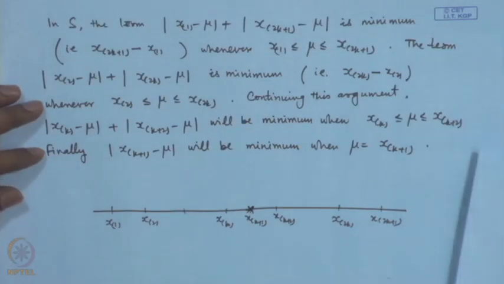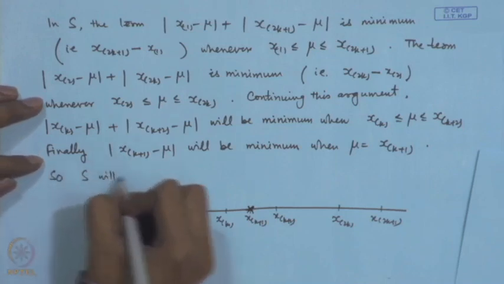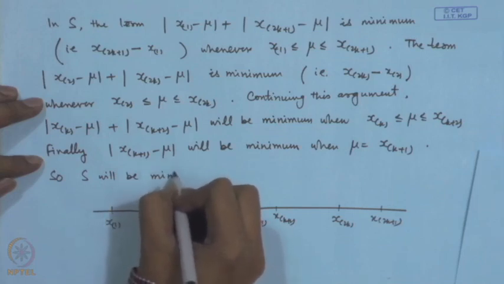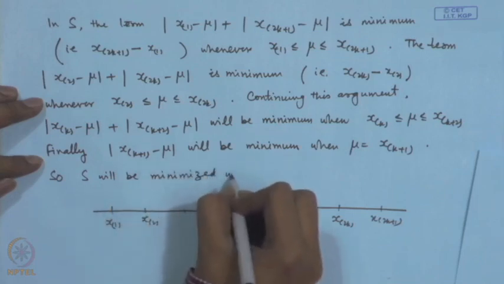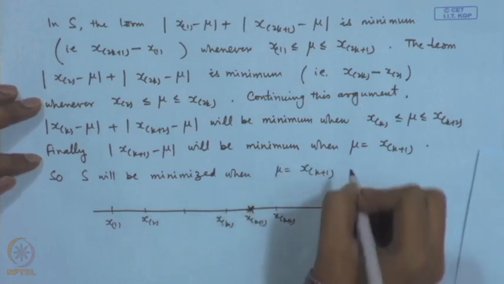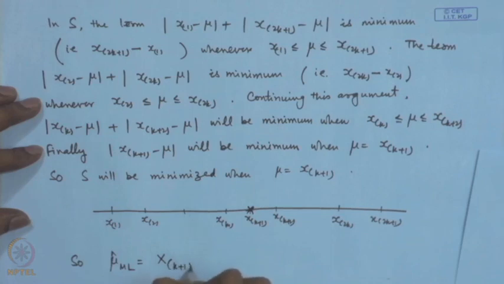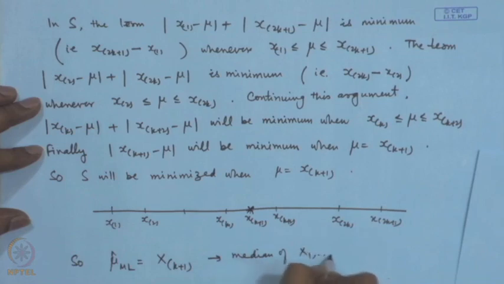So, S will be minimized when mu is equal to x k plus 1, because this will satisfy all the conditions. So, we conclude that mu hat m l is equal to x k plus 1, that is actually the median of x 1, x 2, x 2 k plus 1, because when the number of observations is odd, the middle value will be the median here.